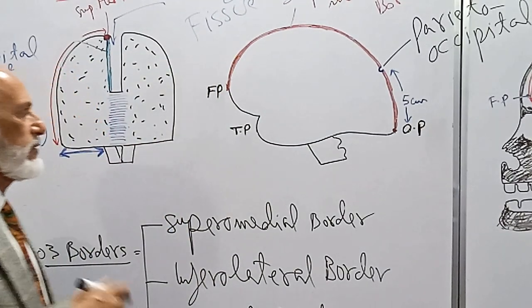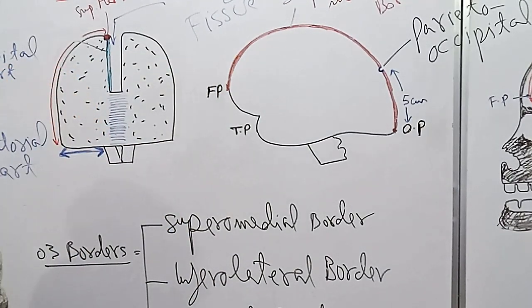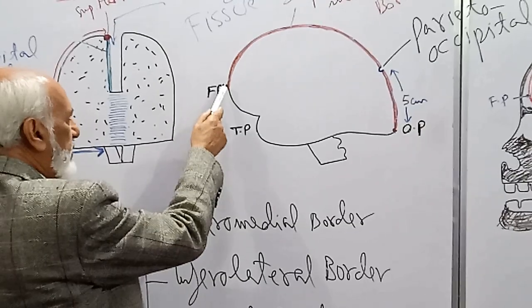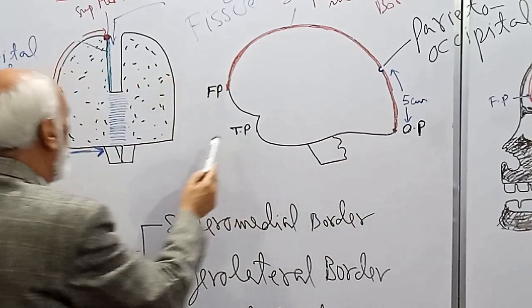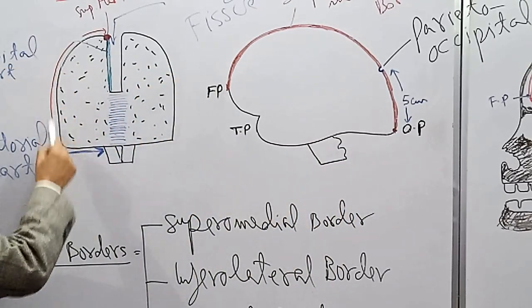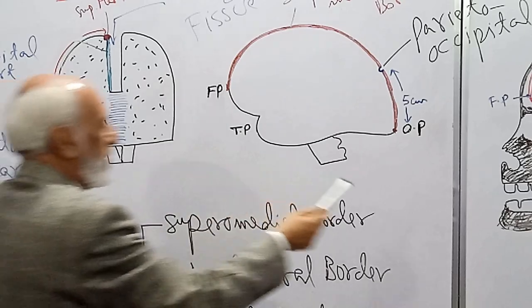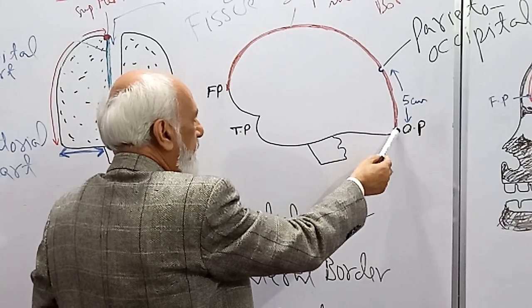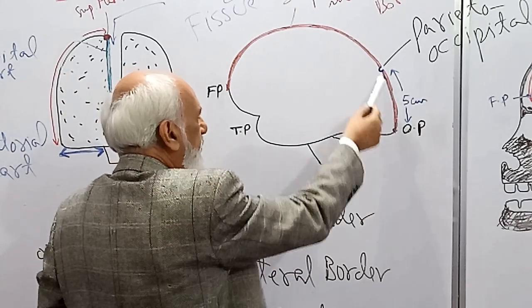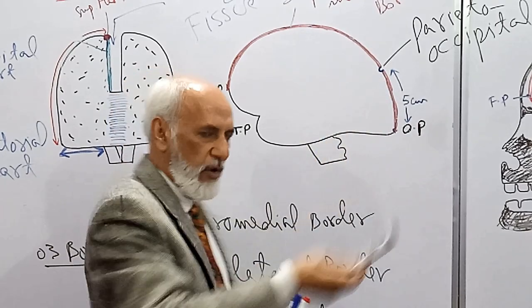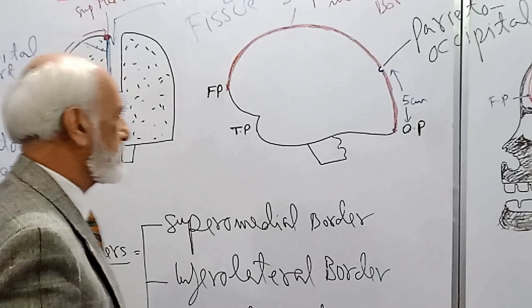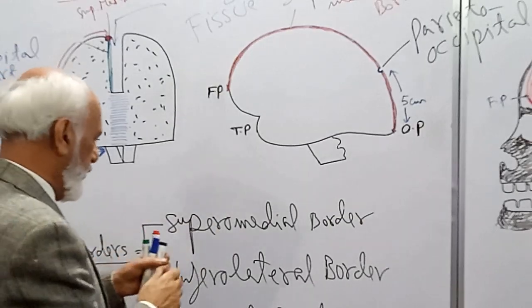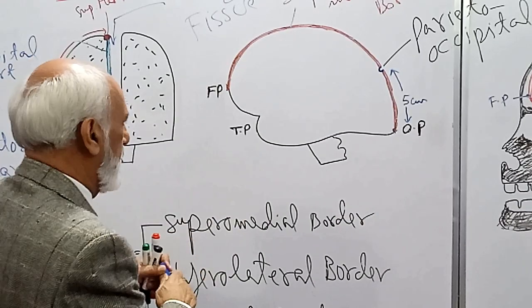So you should know these 3 points about the supramedial border: that it starts from the frontal pole and ends at the occipital pole. It separates the supralateral surface from the medial surface. Third, 5 cm in front of the occipital pole, it is crossed by a sulcus known as the parieto-occipital sulcus. Now come to the infralateral border.